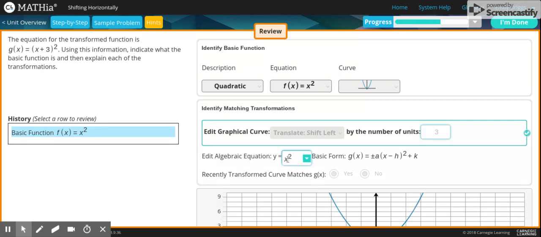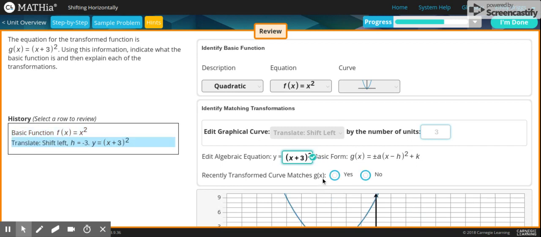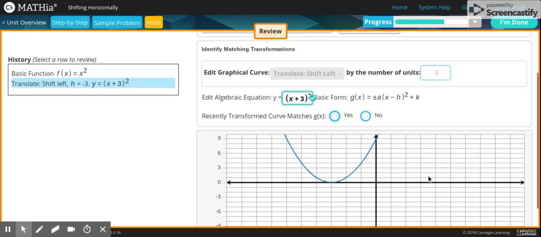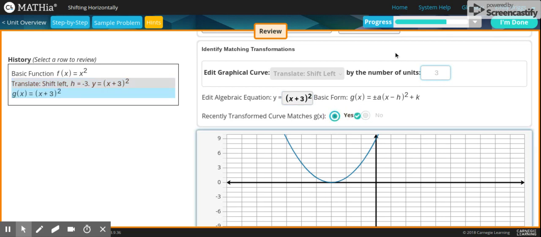So then you have to add 3 because it already tells you the equation, and put that in parentheses, and always leave the exponent out or the square out. Then again, it's one line. And so yes, I'm done.